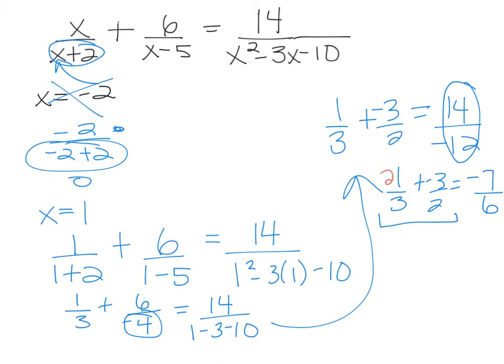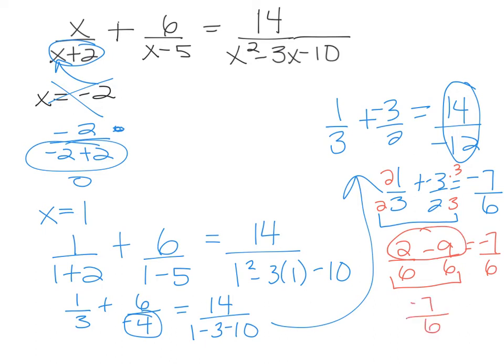So I'm going to multiply the first fraction by 2 on top and bottom, which gives me 2/6. If I multiply the second fraction by 3 on top and bottom, I get negative 9/6, which is equal to negative 7/6. If I combine these two fractions, because I have a common denominator, I can subtract the numerators. 2 minus 9 is negative 7 over 6, which equals negative 7/6. And since the two sides are equal, we know that x equals 1 is a valid solution. So therefore, our response should have been B.